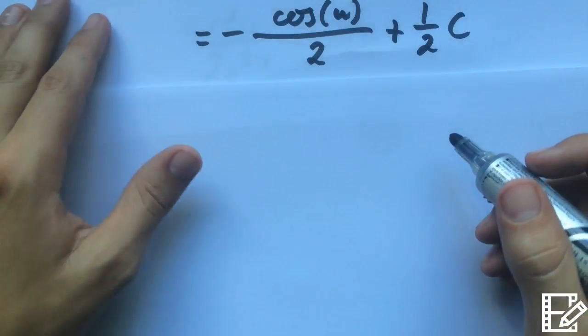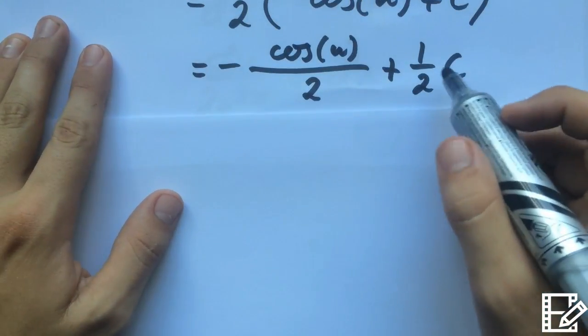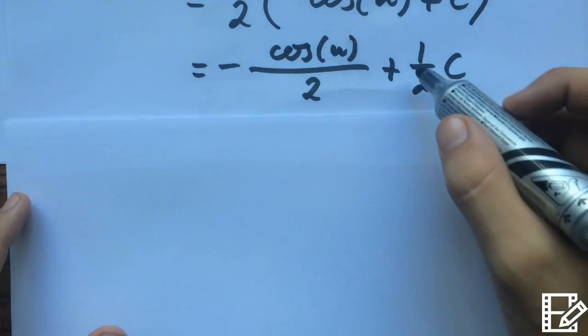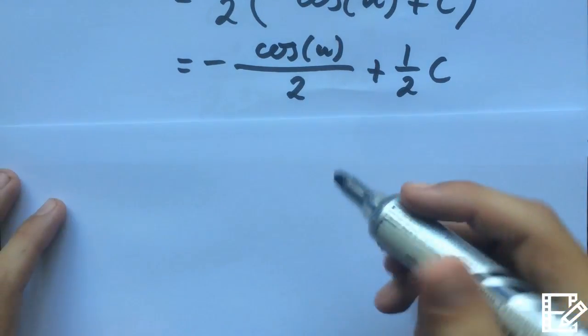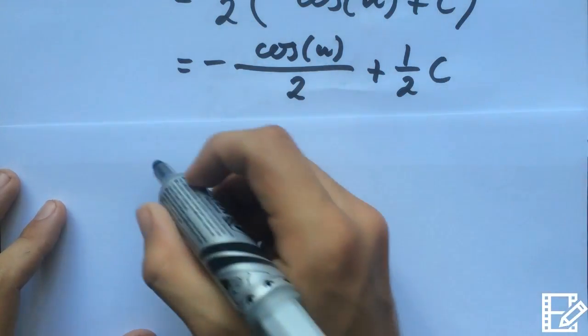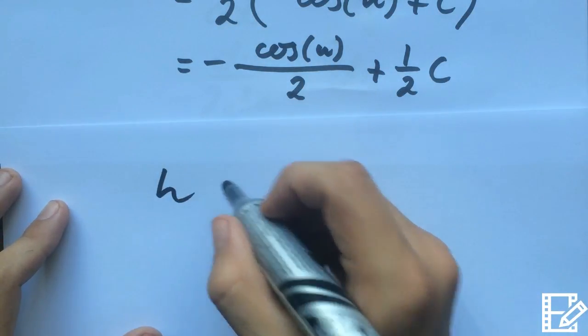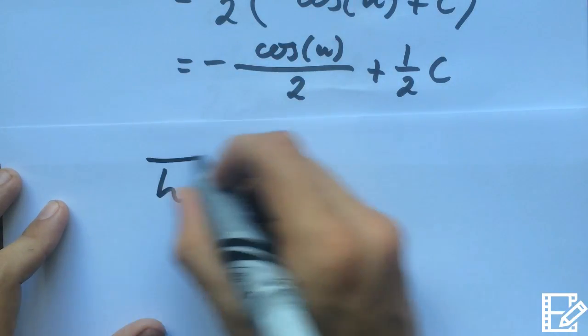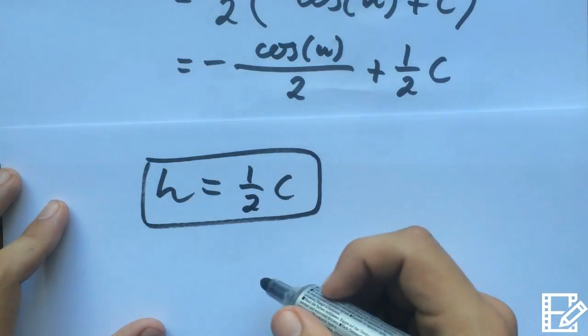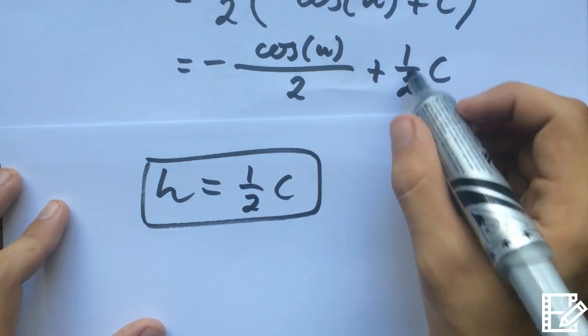Now, I don't like having a constant looking like that, because it's a constant multiplied by a constant. I like to just keep it one number. But because we don't know what c is, we can sub a letter in. So I like to use h a lot. And let's say h equals half of c. Therefore, instead of writing half of c, we could just write h.